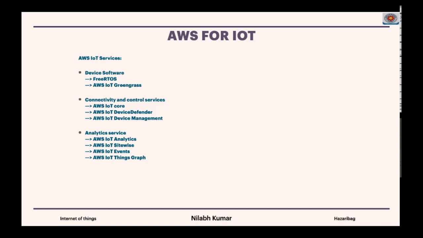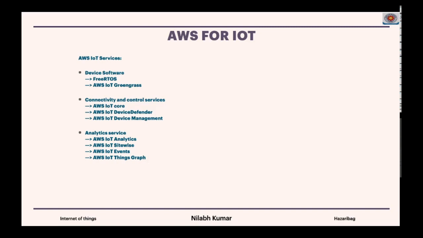IoT Device Defender continuously monitors and audits your IoT configurations to make sure that they aren't deviating from security best practice. It means it will continuously monitor all the IoT devices to check whether they are secure, and if any unintended event happens, it will report it and create an audit log showing that a particular device has some issue in terms of security.